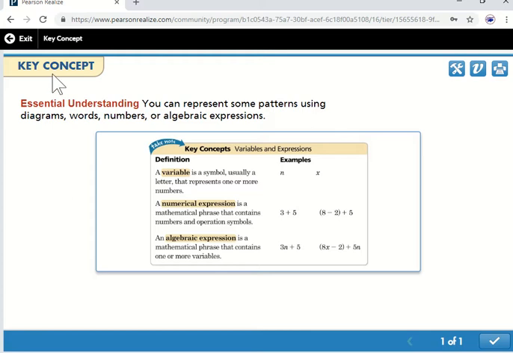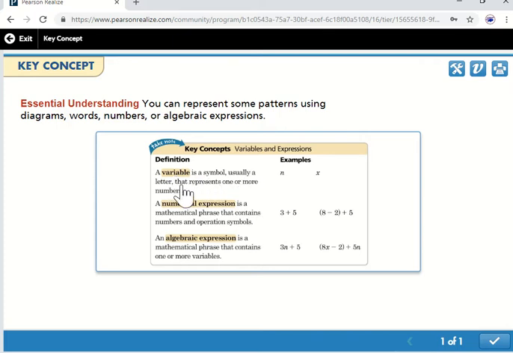And it looks like here's the key concept or key concepts. Essential understanding: you can represent some patterns using diagrams, words, numbers, or algebraic expressions. So again, it's really about patterns. And here are some things we can use to represent patterns. A variable, this should not be a new word.